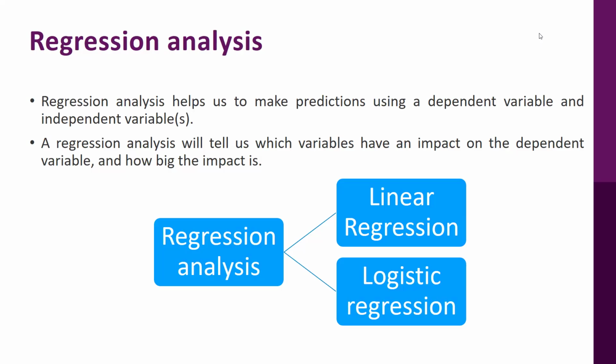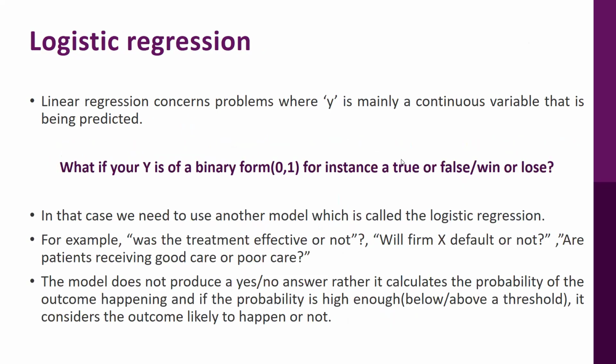Regression analysis helps us to make predictions using a dependent variable and independent variable. And it's generally divided in two main groups of linear regression and logistic regression. Linear regression concerns problems where the dependent variable is mainly a continuous type of variable that has to be predicted.